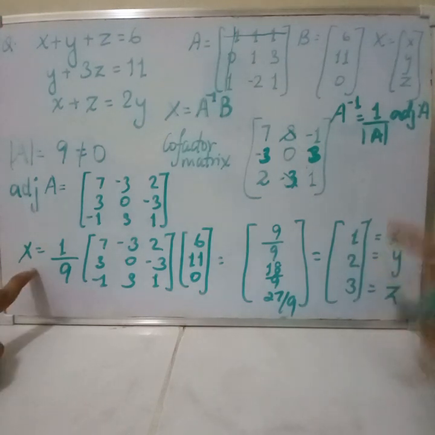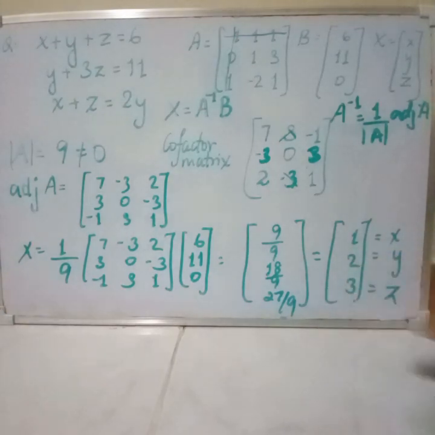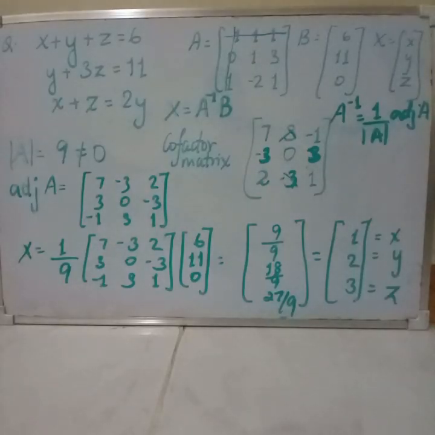So the X matrix is equal to X, Y and Z. The first element should be equal to the first, so X equals 1, the second one is Y, which should be equal to 2, and the third one is Z, which should be equal to 3. Like that you can solve 3 variable equations also through matrices.